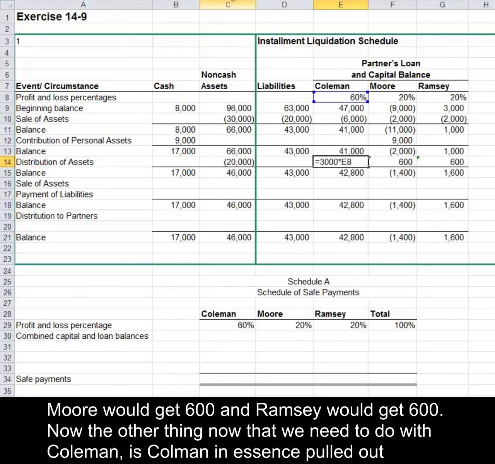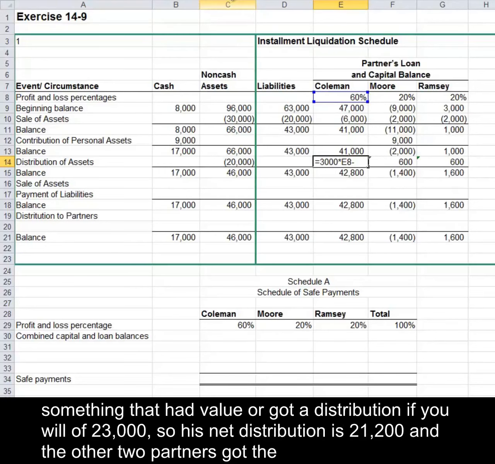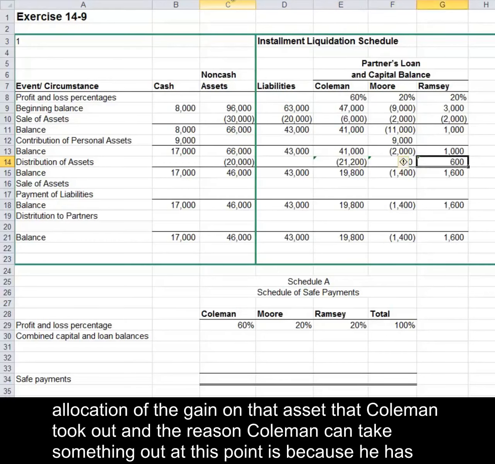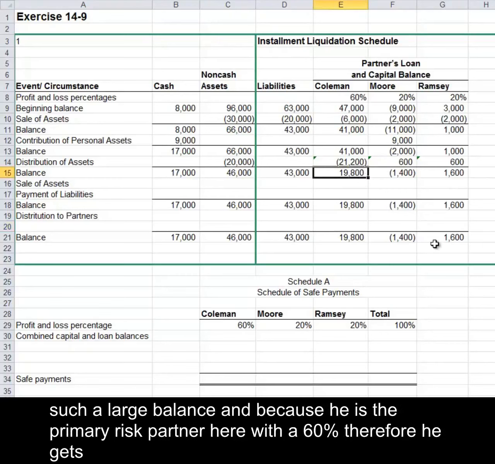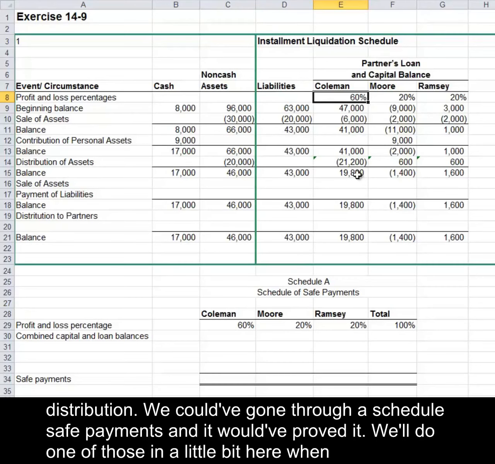Now the other thing though that we need to do with Coleman is Coleman in essence pulled out something that had value or got a distribution, if you will, of $23,000. So his net distribution is $21,200, and the other two partners got the allocation of the gain on that asset that Coleman took out. And the reason Coleman can take something out at this point is because he has such a large balance and because he is the primary risk partner here with the 60%, therefore he can take a distribution. We could have gone through a schedule of safe payments and it would have proved it.